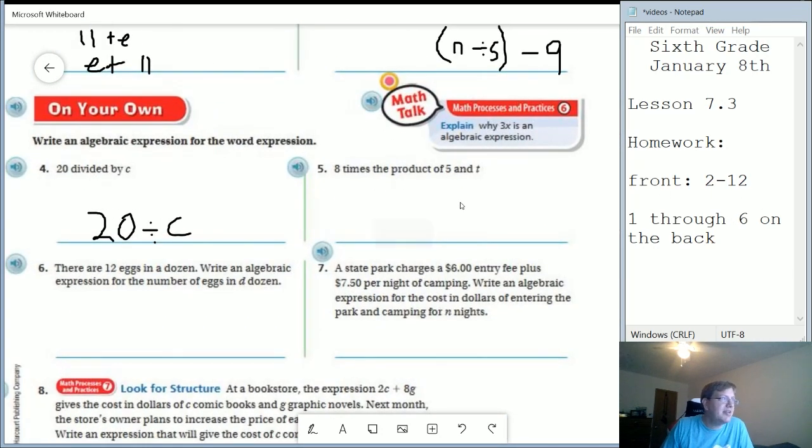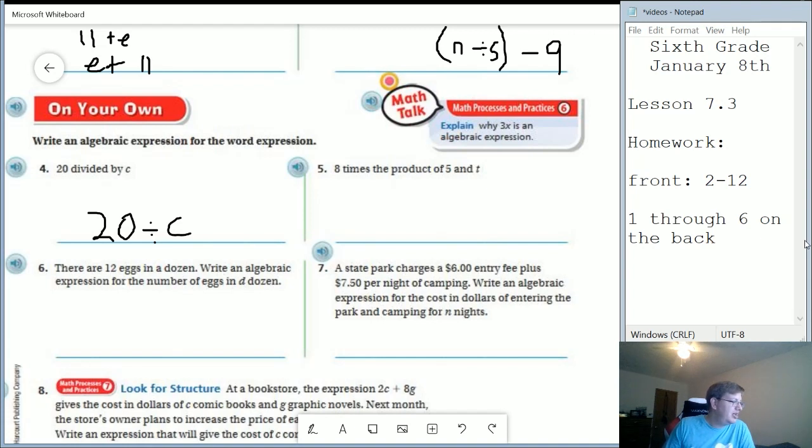We're doing 8 times the product of 5 and t, so think about what that could be. We are wanting to go ahead and do multiplication for both steps. So there's a couple different ways that we could write this. So pause the video if you need to, and when you're ready, go ahead and hit play.